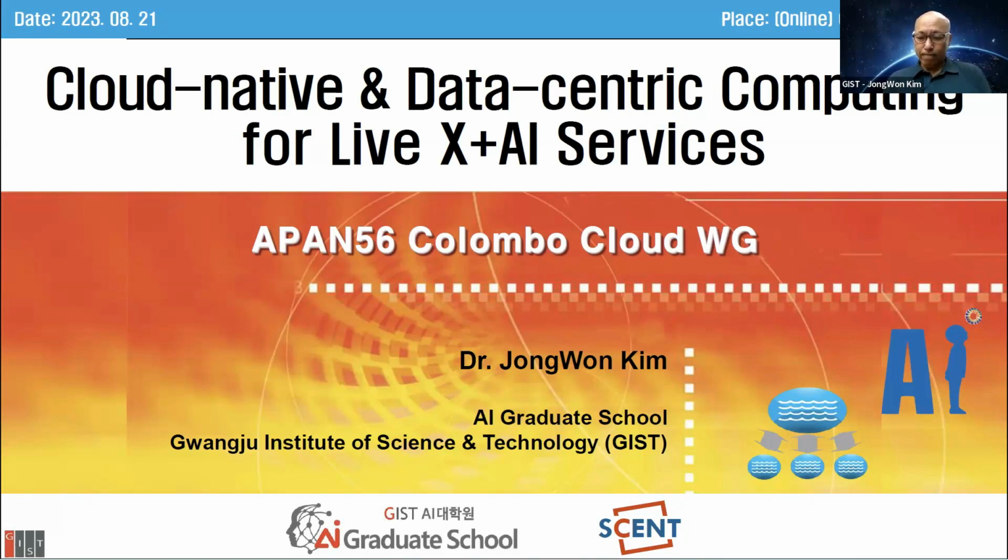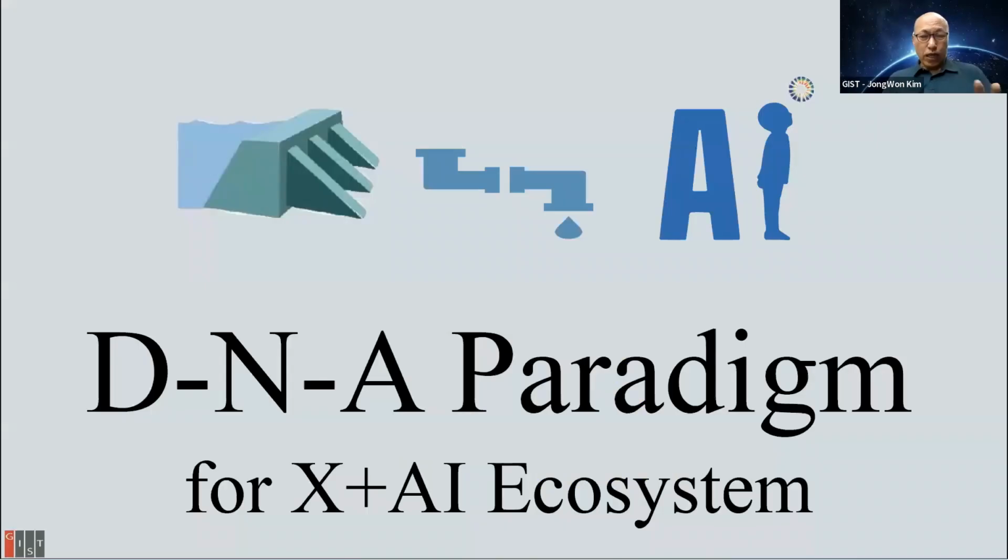Okay, let me begin. So I've been talking about the DNA thing. Basically, this is Express AI because D is a specific domain's data and N is networking, and they will cross-affect AI. So A here means AI. Let me show the picture.